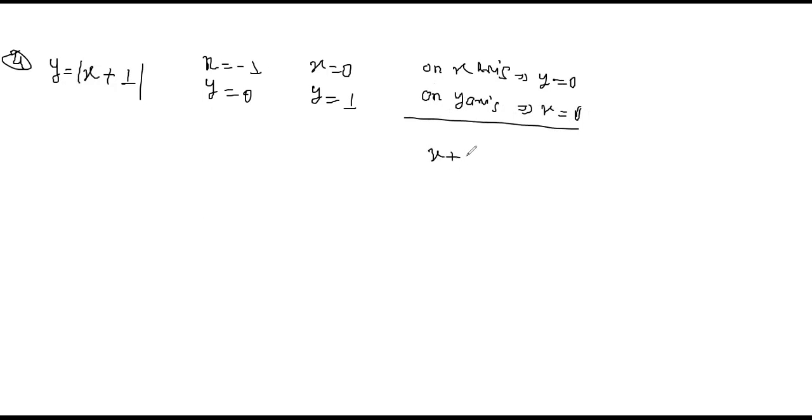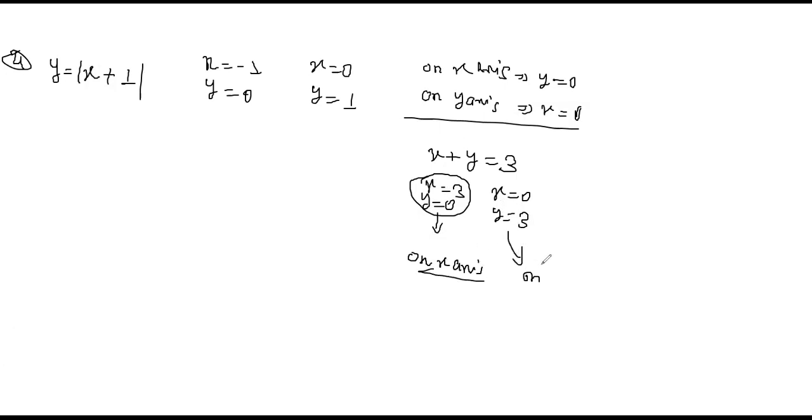I want to ask a question. If you take x plus y is equal to 3, you want the x coordinate, then y equal to 0 and x is equal to 3. And if you take x equal to 0, then y equal to 3. x equal to 0, y equal to 0, where will it be located? On the x-axis or y-axis? On the x-axis. And where will the other be located? On the y-axis. Got it? 3, 0 and 0, 3.